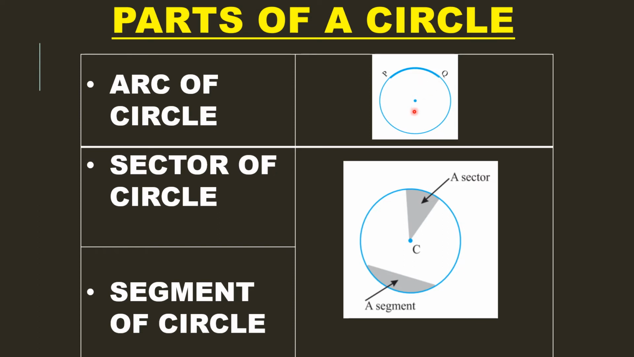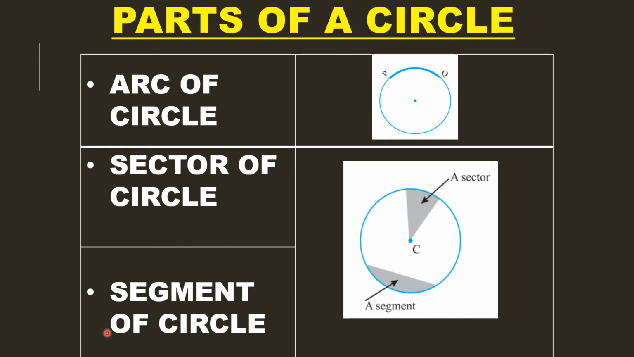Next is the sector of a circle. A sector is the area or region covered by two radii and the corresponding arc. Here this shaded portion you can see is the sector of this circle. Again, understand: a pair of radii and the corresponding arc, the area covered, that area is called a sector.